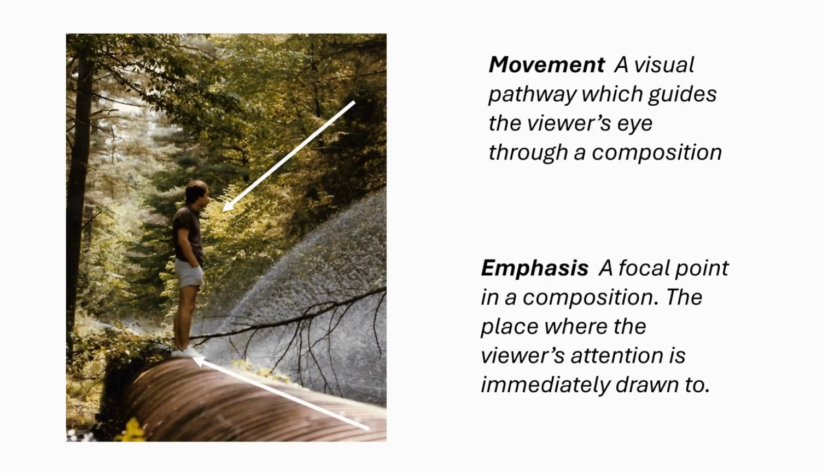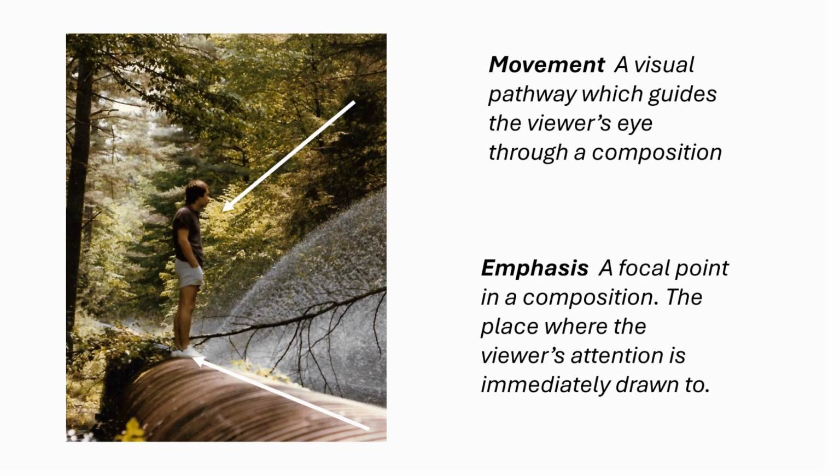Movement and emphasis work together. Movement creates a visual pathway that leads a viewer's eye through the composition to the center of interest. Emphasis is the focal point. It is that center of interest. It's where you want the viewer's attention to land on.